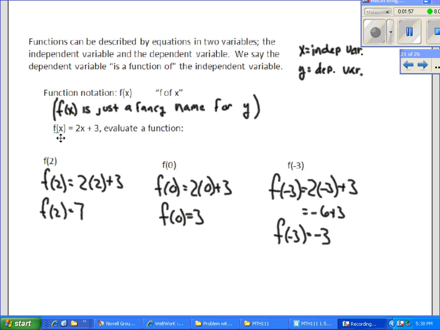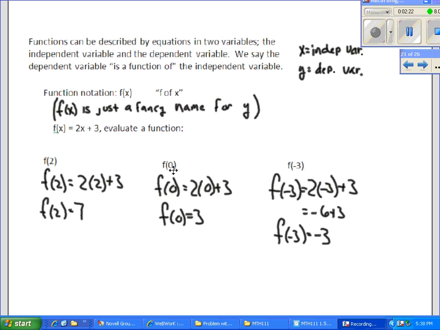So if we have a function f of x equals 2x plus 3, we can evaluate the function using function notation. So f of 2 is shorthand for saying let x equal 2, plug it into the function, and then evaluate to find the output. So if we're looking at f of 2, we're replacing x with 2, and so we replace this value of x with 2 also. Get 2 times 2 plus 3, giving us f of 2 equals 7.